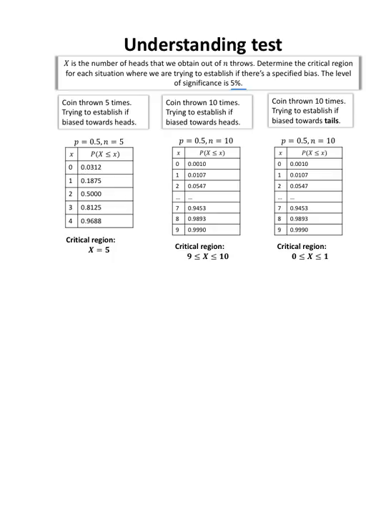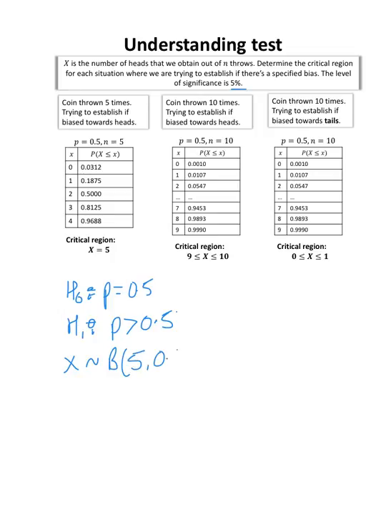So a coin is thrown 5 times, so our n equals 5, and we're trying to establish if there's bias towards heads. So our null hypothesis would be p equals 0.5, and our alternative hypothesis is that p is greater than that. Is it biased towards heads? And we've got a binomial distribution where n equals 5 and p equals 0.5.